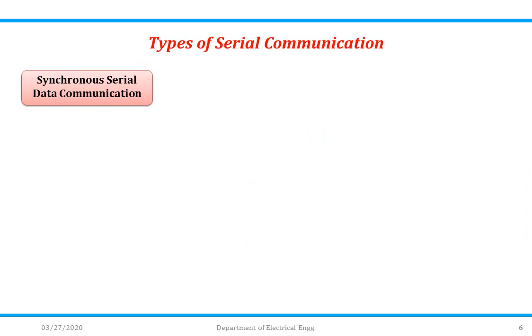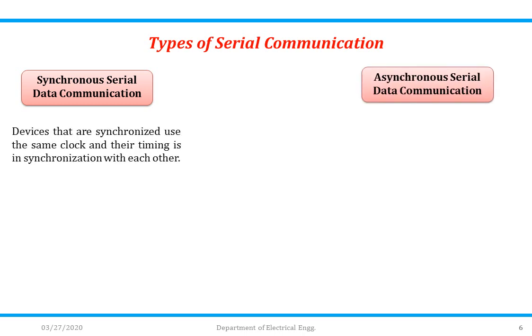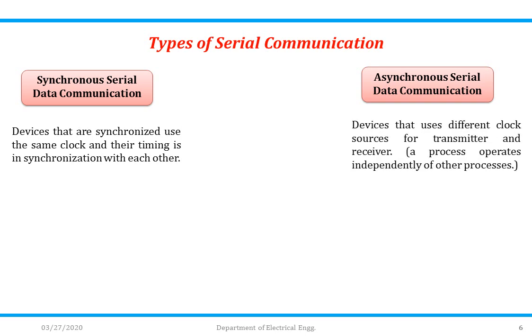Let's discuss types of serial communication. First is synchronous serial data communication. Second is asynchronous serial data communication. So in a synchronous serial data communication, devices that are synchronized use the same clock and their timing is in synchronization with each other. Whereas in case of asynchronous serial data communication, devices use different clock sources for a transmitter and receiver, a process operates independently of other process is nothing but asynchronous.